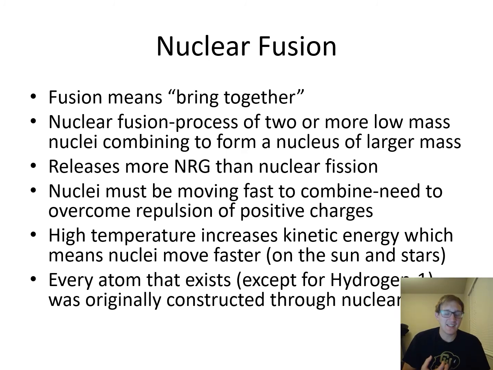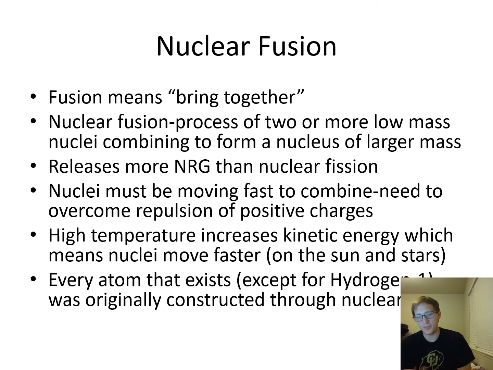Nuclei must be moving fast enough to combine, needing to overcome the repulsion of positive charges. This is why it requires so much heat and so much pressure, because you have to force those nuclei to hit each other in order for it to work. High temperature increases kinetic energy, which means nuclei move faster, like in suns and stars, and that's how all of our elements are made, in our sun and the stars, by bigger and bigger elements being combined through nuclear fusion. Every atom that exists, except for hydrogen, was originally constructed through nuclear fusion.